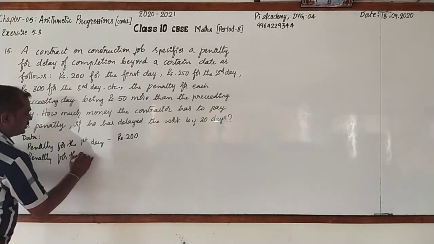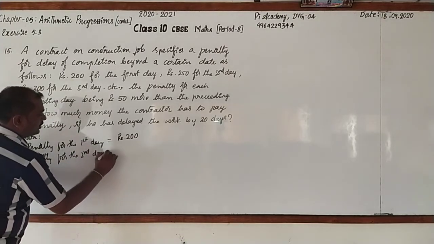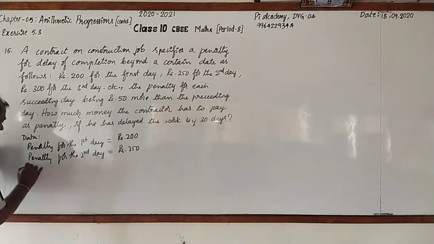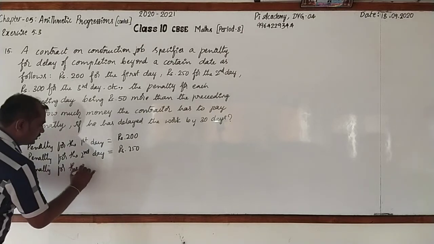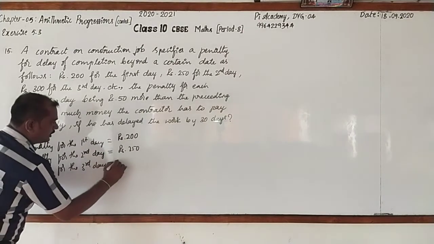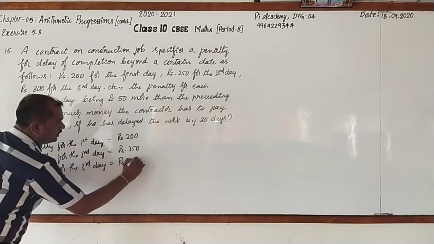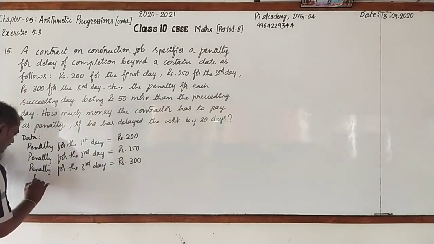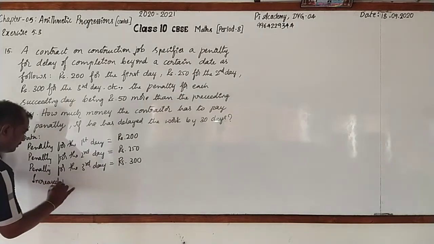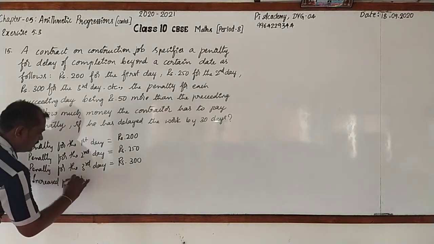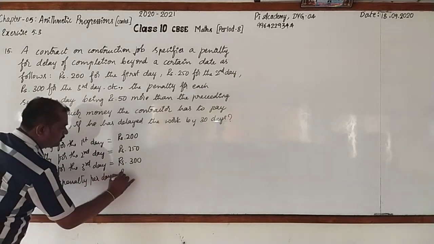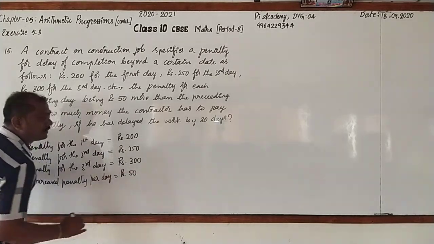Then penalty for the second day. Second day, it is rupees 250. Then penalty for the third day can be written as rupees 300. Then increased penalty per day. Here I will write increased penalty. How much? It is fixed. This is rupees 50.